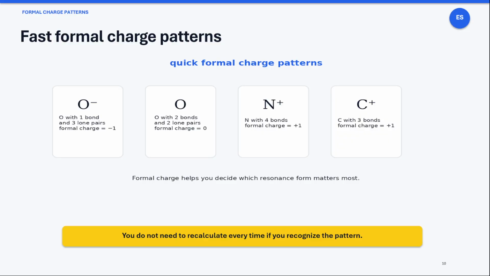Slide 10. Here are some formal charge patterns that show up all the time. Oxygen with 1 bond and 3 lone pairs usually has a -1 charge. Oxygen with 2 bonds and 2 lone pairs is usually neutral. Nitrogen with 4 bonds is usually +1. Carbon with 3 bonds and no lone pair can often be +1. These patterns help you quickly track where charge moved.